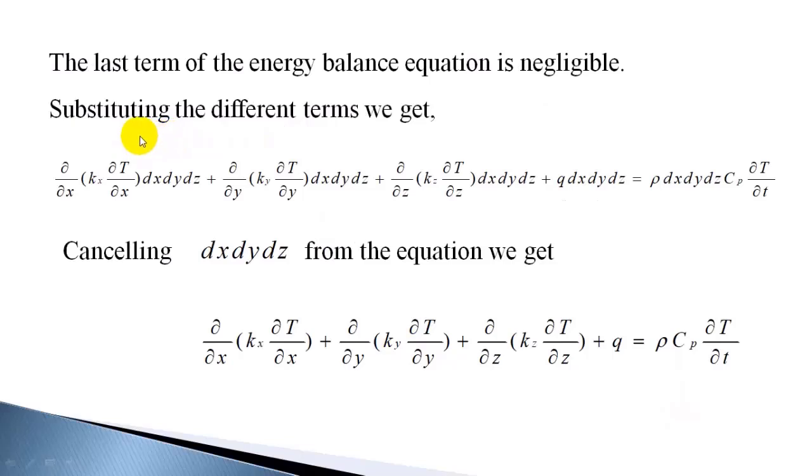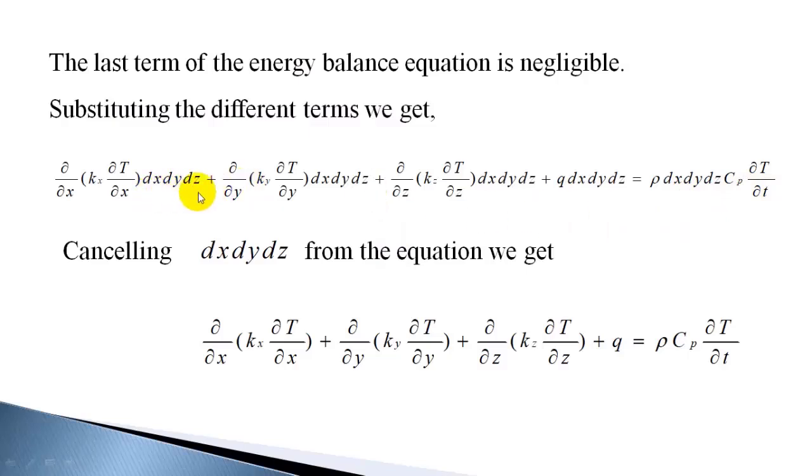Now, we have got all the terms separately and we are neglecting the last term of the energy balance since it is negligible, so we get the equation like this. This is net energy flowing into the element as a result of heat flow in all the three directions. The second term is heat generated per unit time within the element. Use the rate of heat generation per unit volume, multiply by volume, you get the rate of heat generation within the element, and this is the rate of change of internal energy of the element.